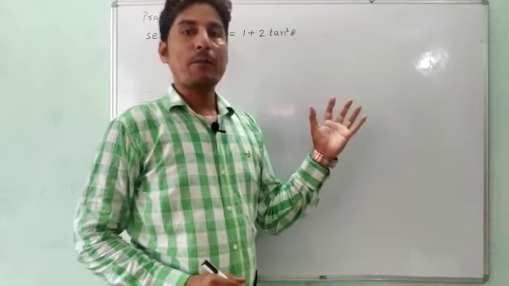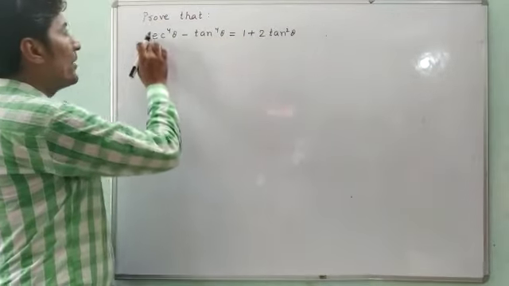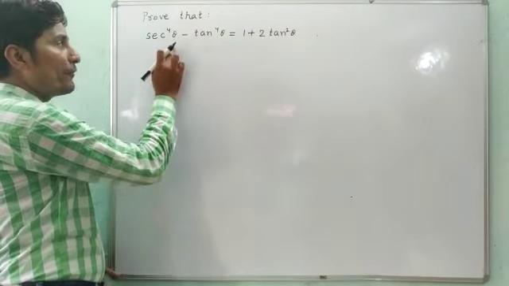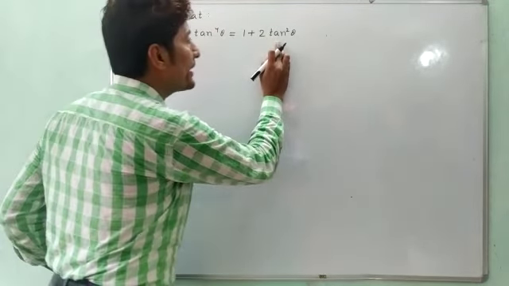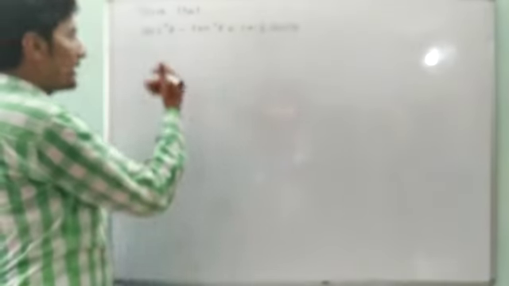This question I have taken from identities. Let us see the question. Prove that sec to the power 4 theta minus tan to the power 4 theta is equal to 1 plus 2 tan square theta. So let us see.